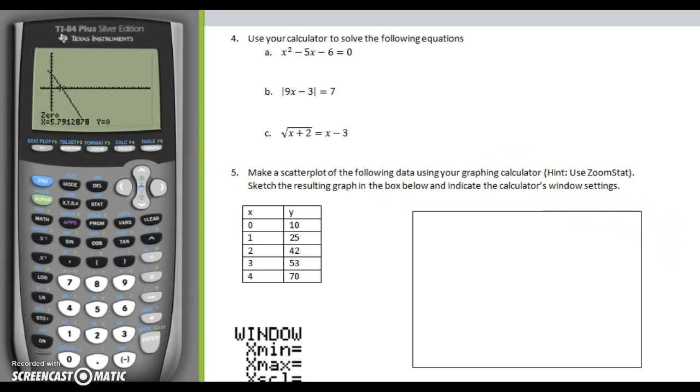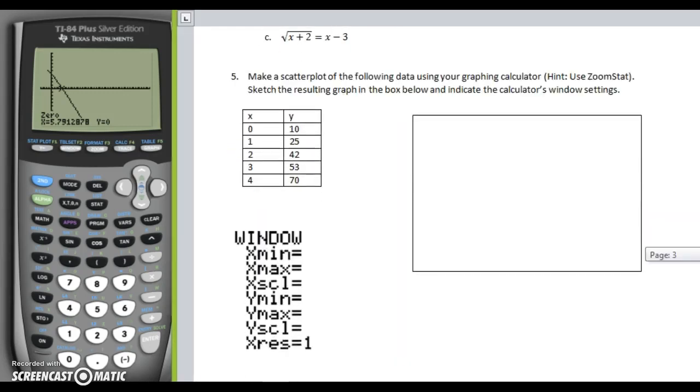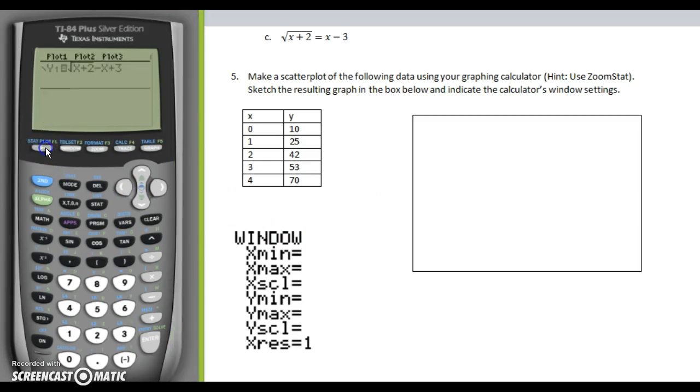Okay, the last problem is actually going to be quite important for us in the material that we are covering right now, because it's how to make a scatter plot on your calculator. We have a set of x and y values. These are data points, and we want to make a scatter plot, meaning just plot the points. So to do this, first I'm going to hit y equals and just clear this out so there's nothing in there.